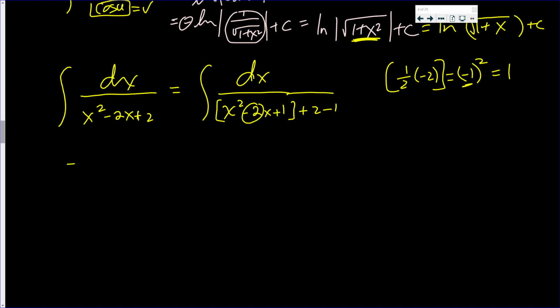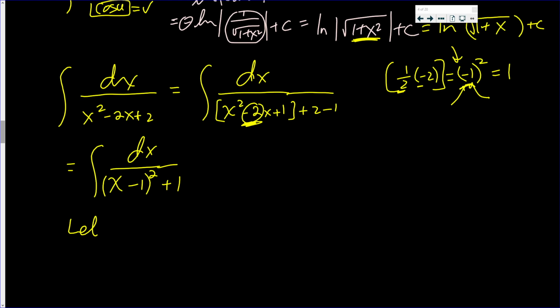And I just did. So now we have dx over x followed by half of that number. Half of -2 is right there, and that's what goes next to the x, and it's squared. 2 minus 1 is 1. Now one thing you can do is let u be x minus 1, then du is dx. So the top is just du, and the bottom is u squared plus 1.